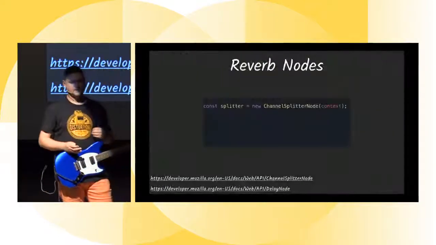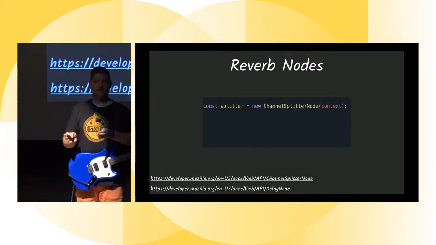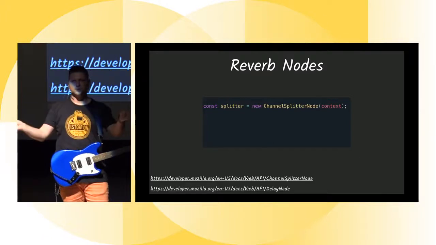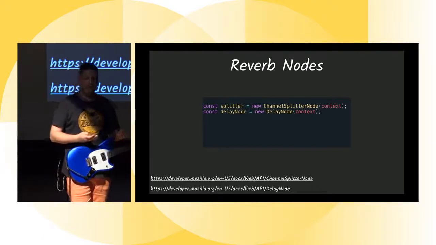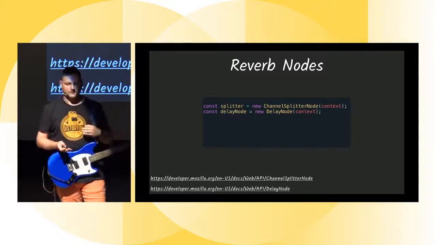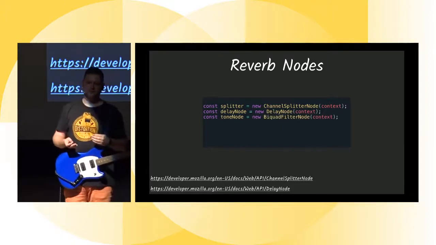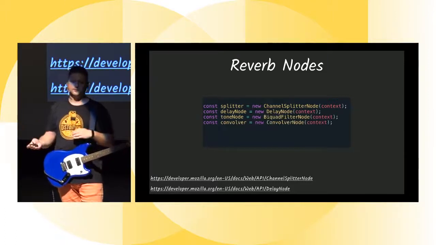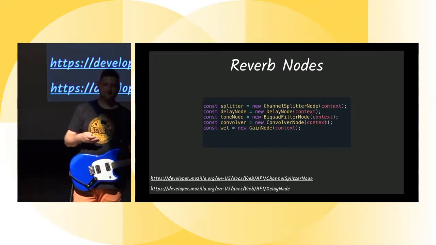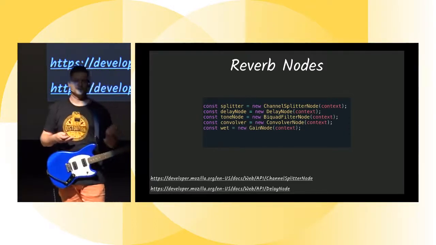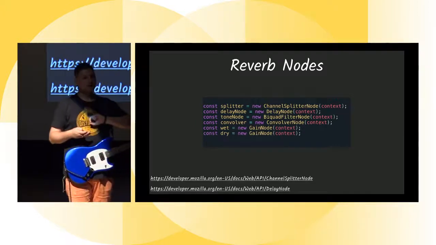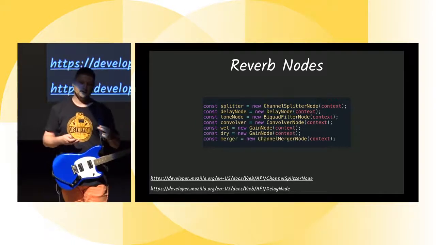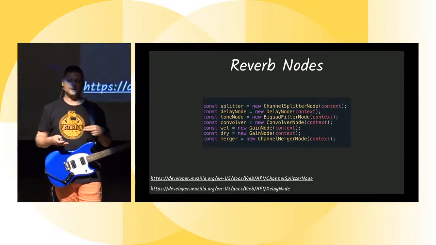So how does it look? First of all, we create a splitter node to split our sound into 2 channels. Then we add a delay node, a tone node with a BiquadFilter, a convolver node, and a gain control to control the amount of effect sound. And a dry node to control the amount of clean sound. And we create a merger to merge it back.